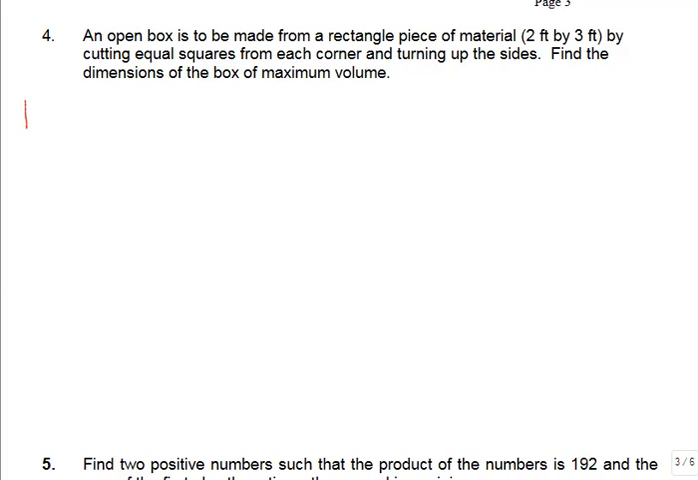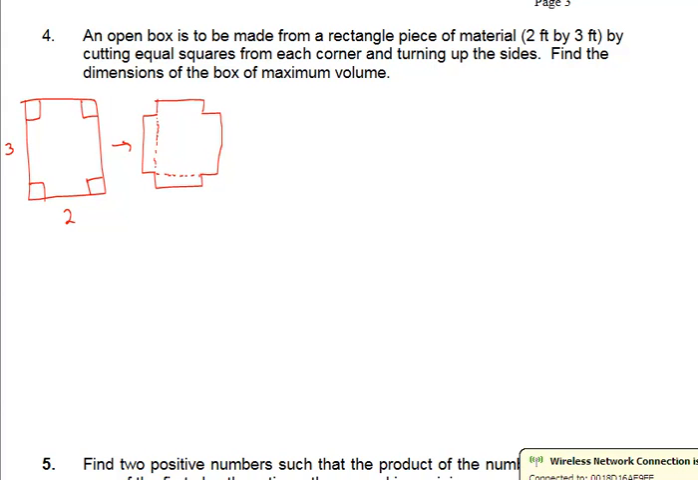So first let's visualize how we're constructing this box. We're taking a 2 by 3 foot piece of material, and then we're going to cut out little squares from each of the 4 corners. And when you cut out those squares, you're going to be left with a piece of material that looks like this. And then to construct our box, we're going to fold along these little dashed lines. So our box, when I fold up these 4 flaps, is not going to have a top at all, but it's going to look something like that.